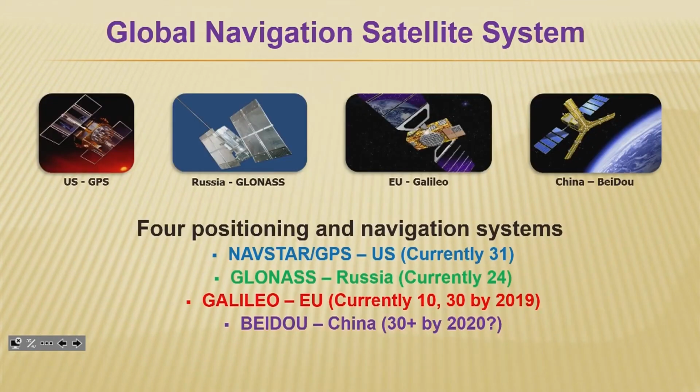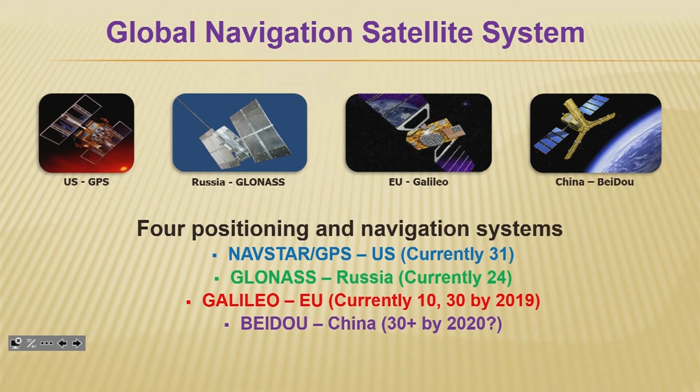We also need to understand the integration of the other navigational systems, the Russian GLONASS, the European Galileo, which is actively being launched right now. The European Union anticipates 30 by 2019, and the Chinese, their system Beidou, they're also talking about 30 by 2020.